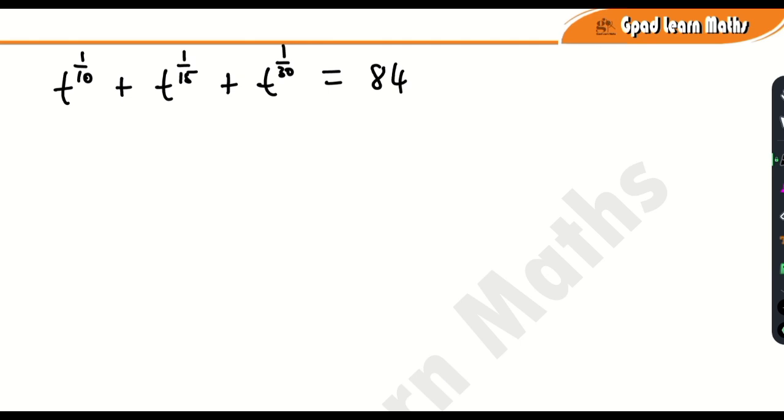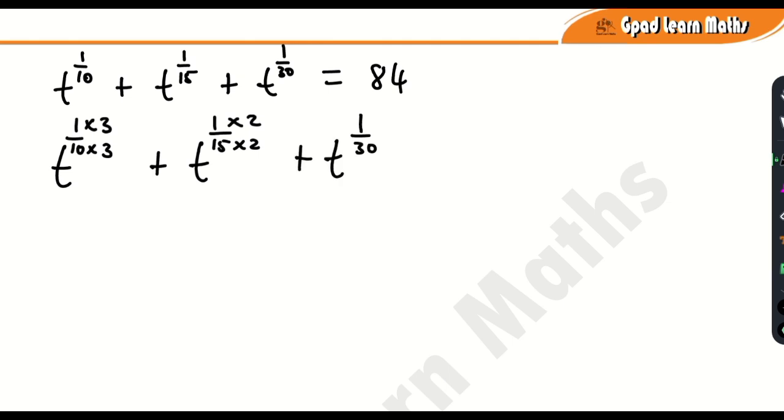So the LCM of 10, 15, and 30 is 30. So I'm going to write t raised to the power of what? 1 over 10. If you multiply by 3 because you want to get a common denominator, you must do the same thing to the numerator. Then plus, do the same thing here, 1 over 15. You multiply this by 2, multiply this by 2. We'll come to the last one. We already have it as 30, so we'll leave it like that.